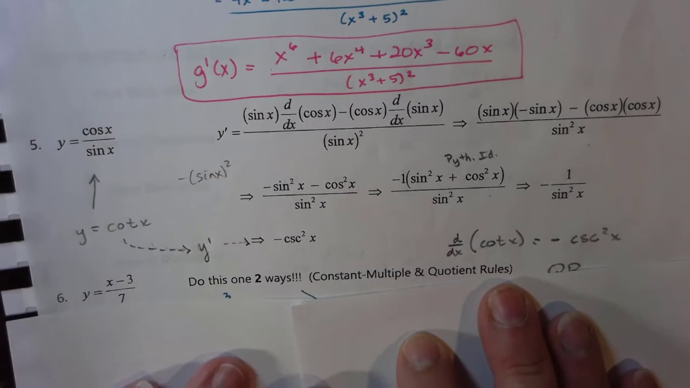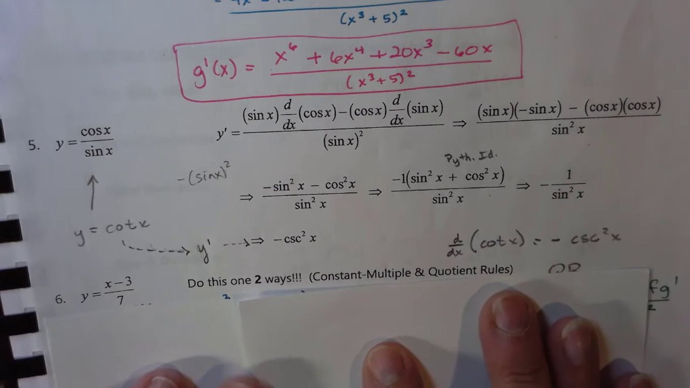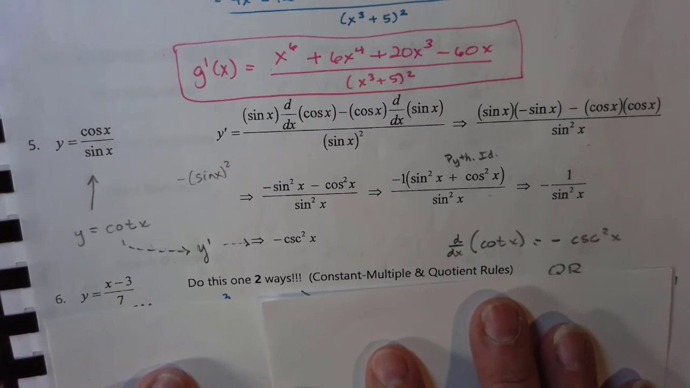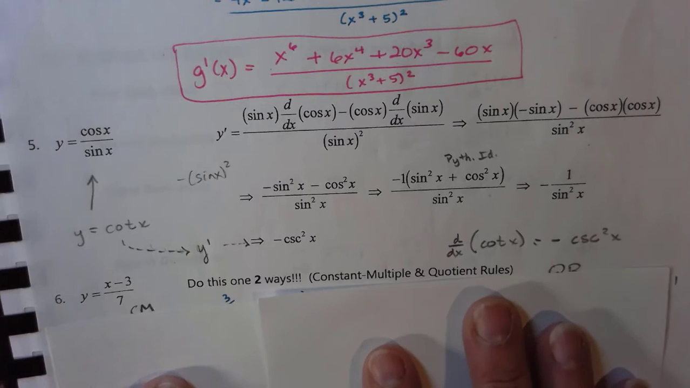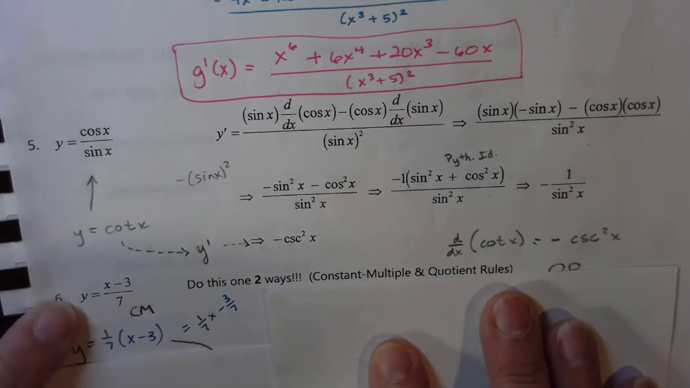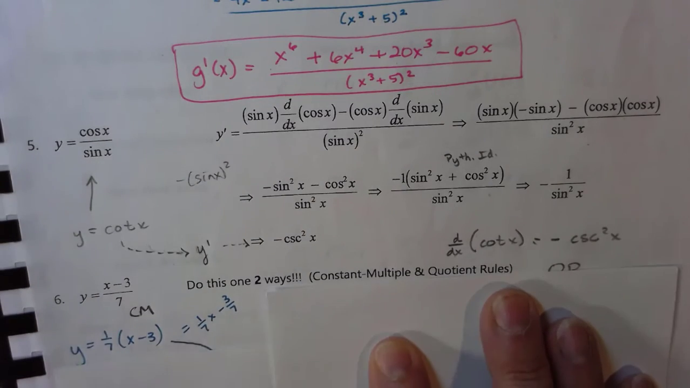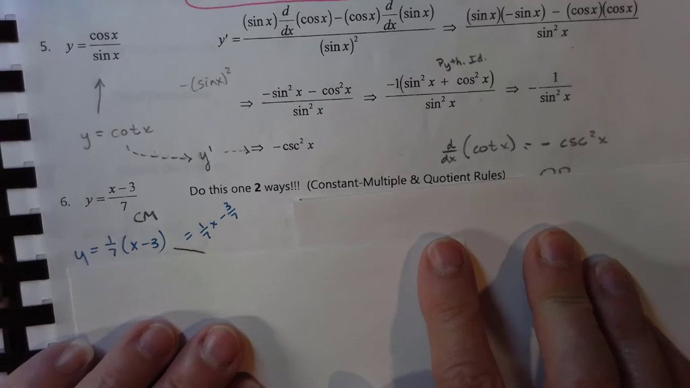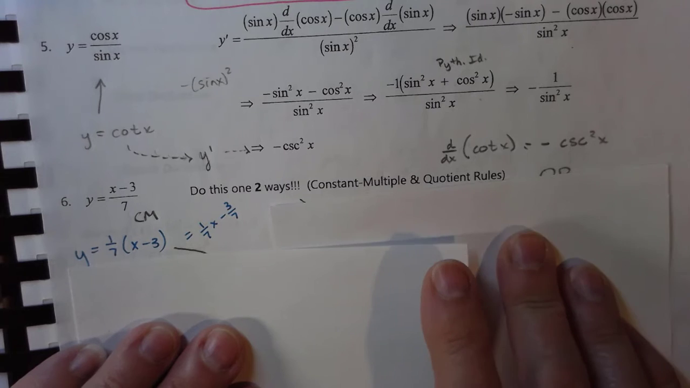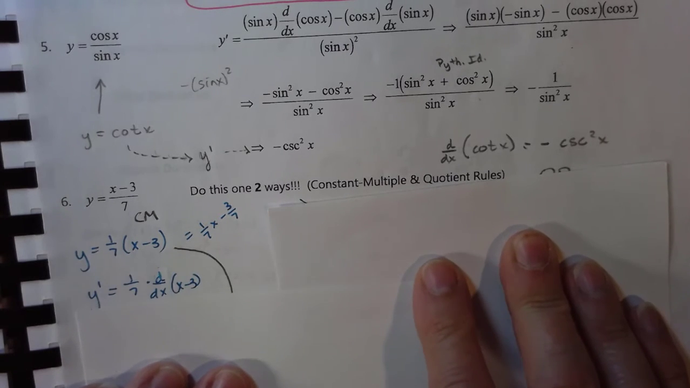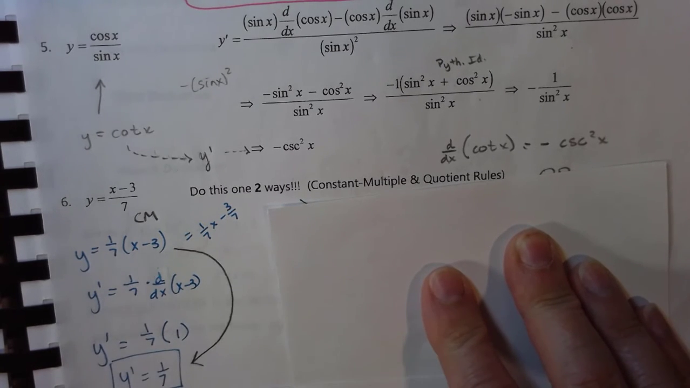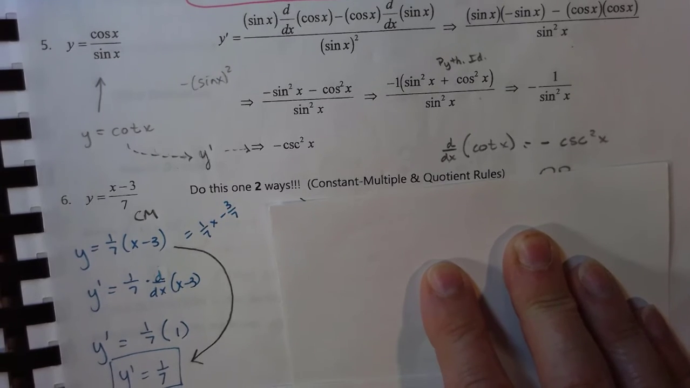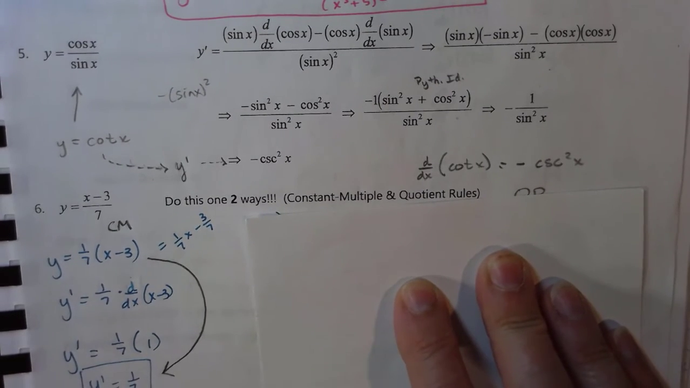Now, example 6, we're going to use quotient rule. It says do this one two different ways, constant times a multiple and quotient rule. The easy way is constant times a multiple. Recognizing that, we actually have 1/7 times x minus 3. So I can take 1/7 times the derivative of x minus 3, which is 1/7 times 1. So y prime is 1/7. Nice and easy.